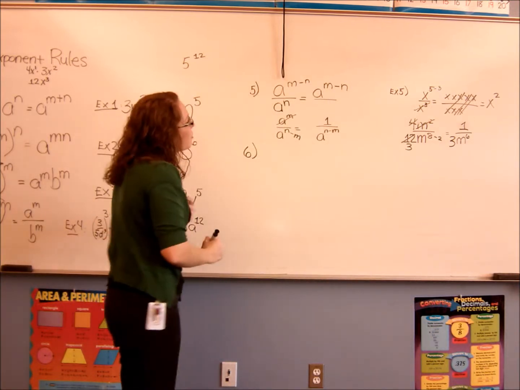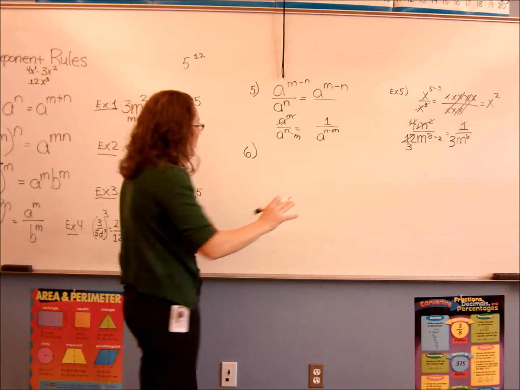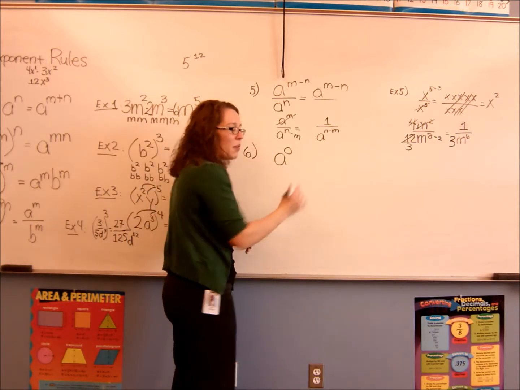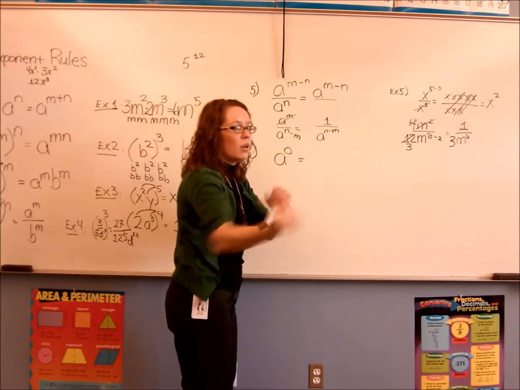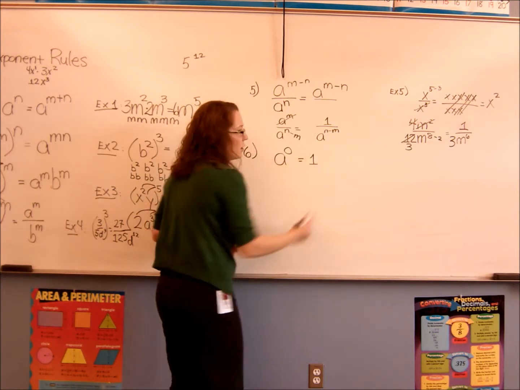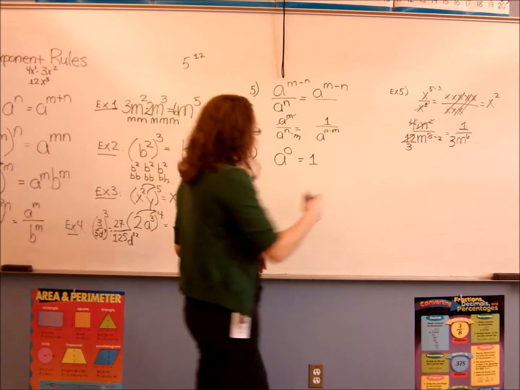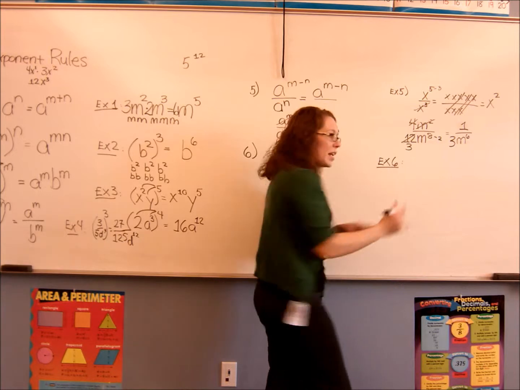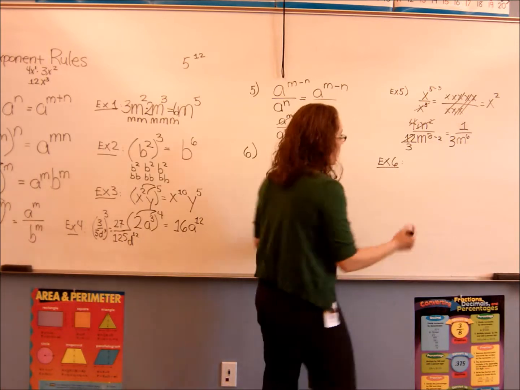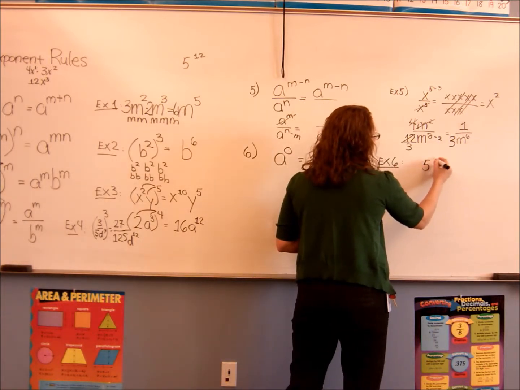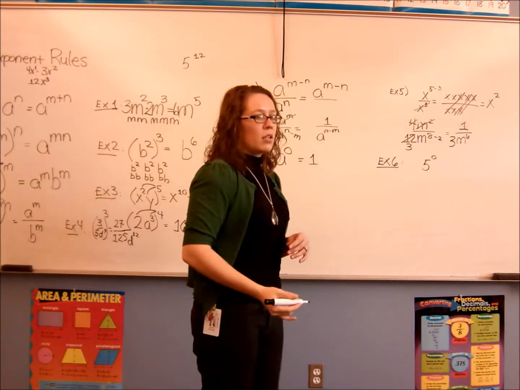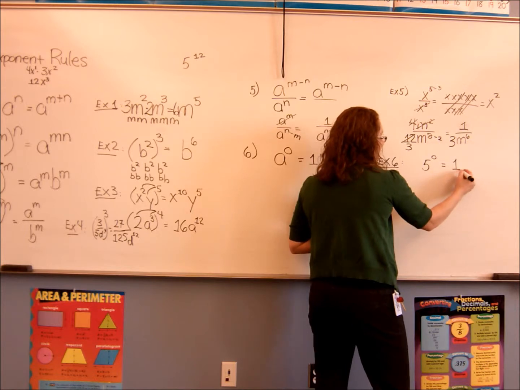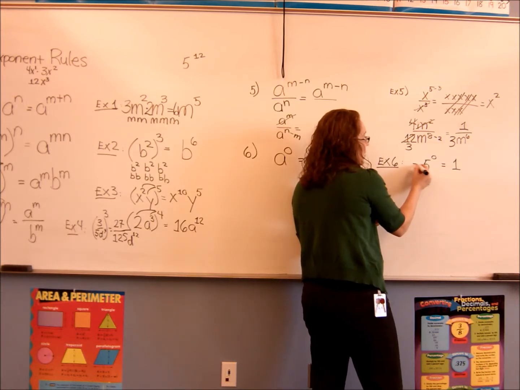Okay, number 6. Yay, 6th rule. We learned this one a while ago. A to the 0th power will always equal 1. When we learn this, we learn to really look for what the 0 is attached to. So if I said 5 to the 0th, you are going to tell me the answer is 1.